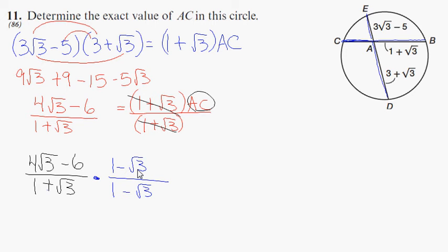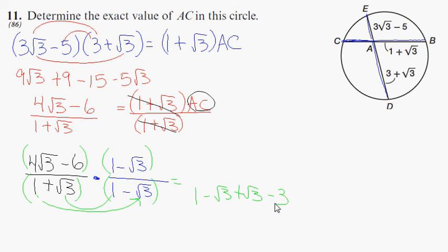But here's where it gets kind of cumbersome. We're going to have a bunch of multiplying to do. We have to multiply all of this times all of this. Then we have to multiply all of this times all of this. Tedious. Stick with me here. Foiling, right? Let's do the denominator first. We have 1 times 1, 1. And then 1 times negative square root of 3 gives us negative square root of 3. Then here we have positive square root of 3. And then positive square root of 3 times negative square root of 3 gives us negative 3.